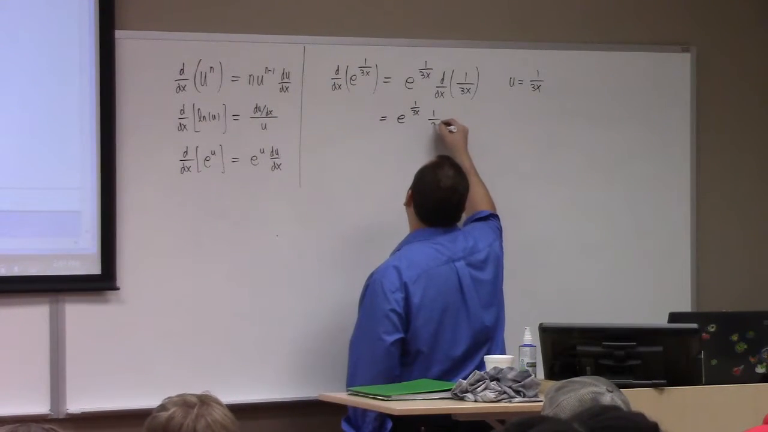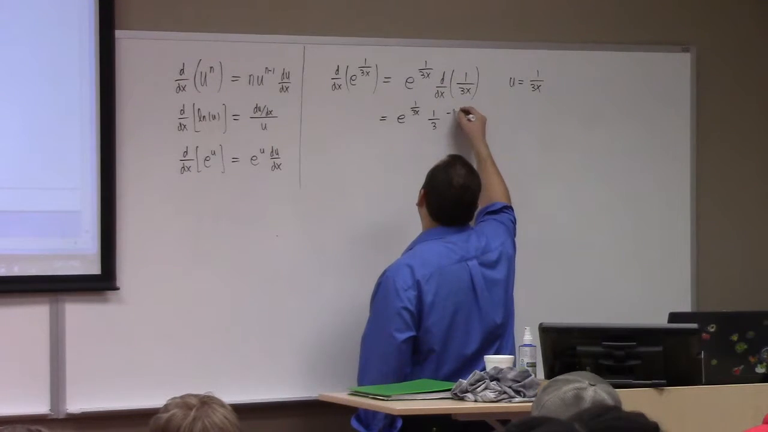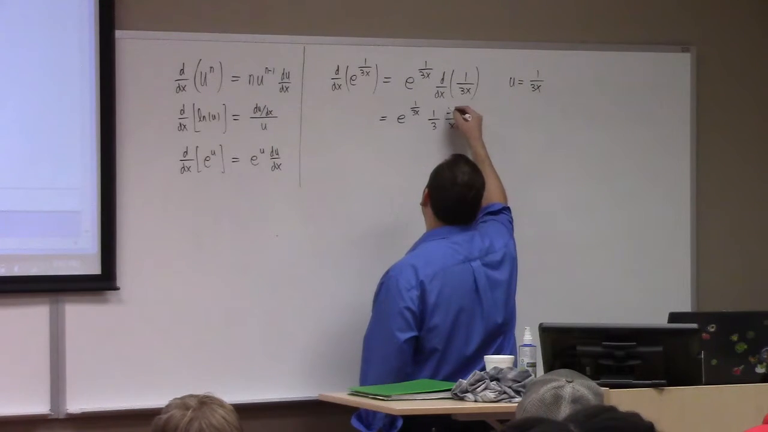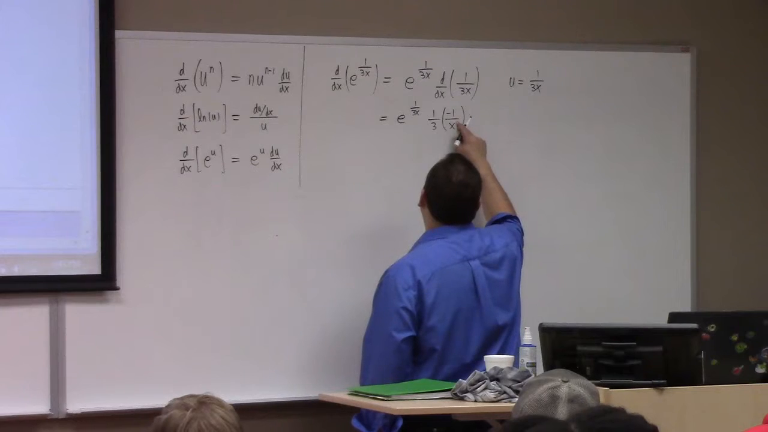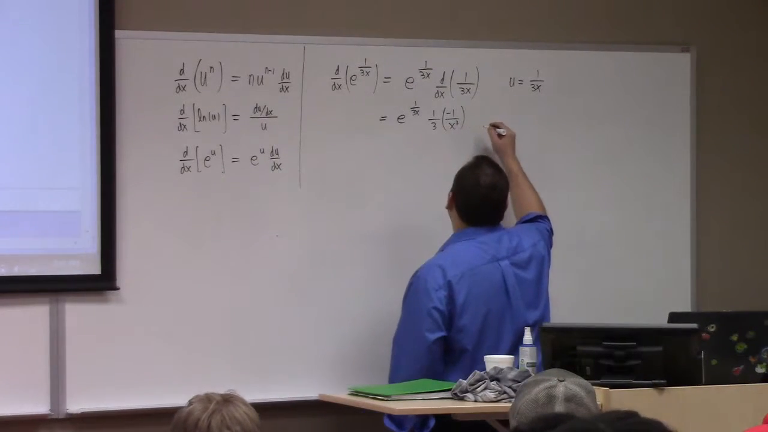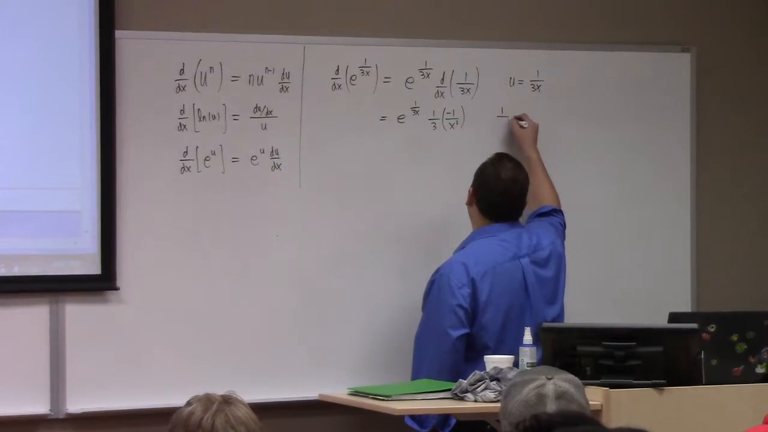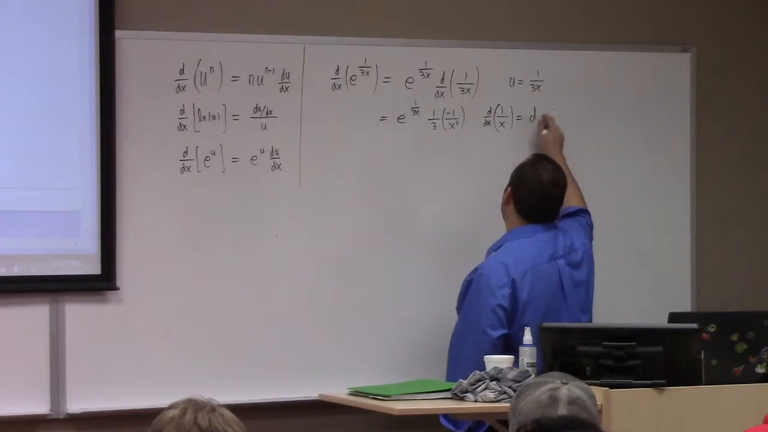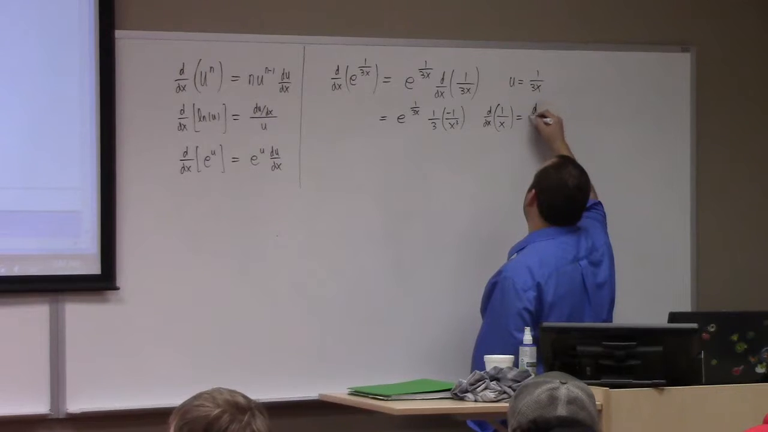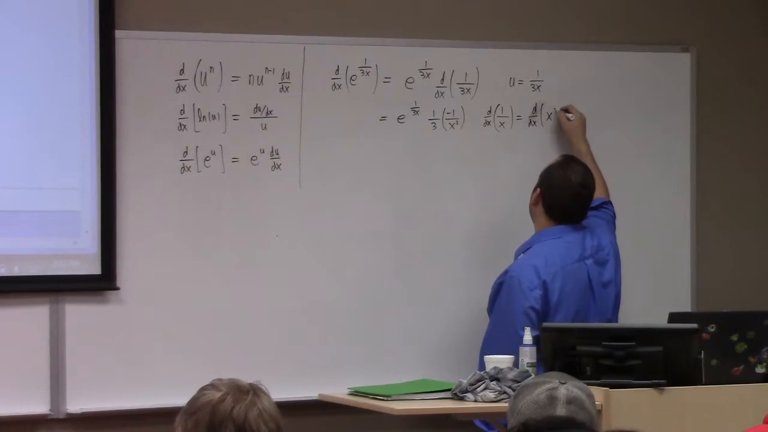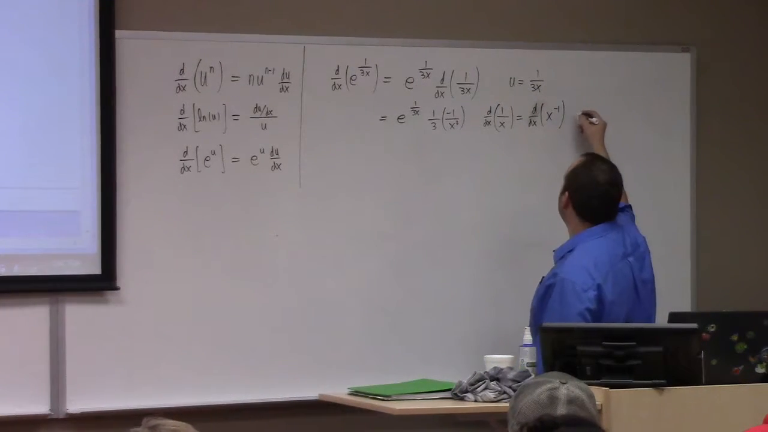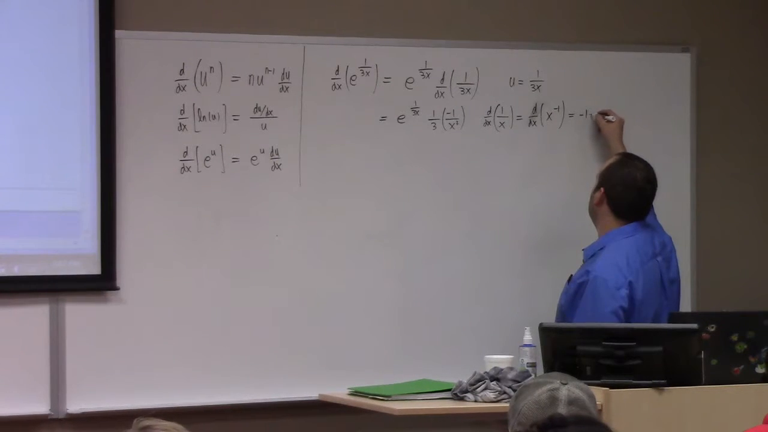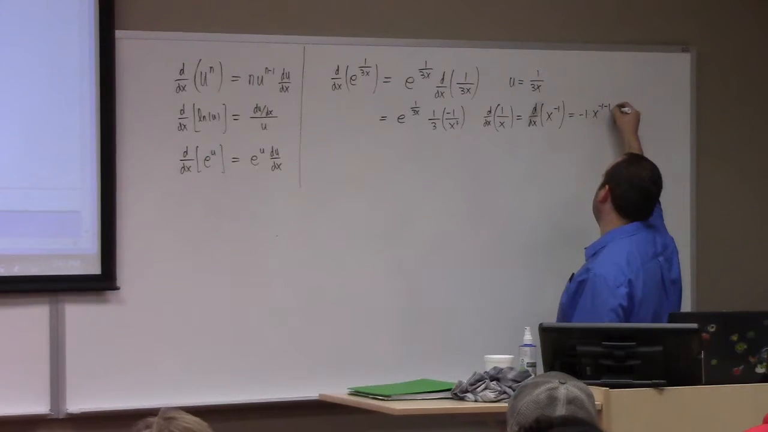So I've got 1/3 times minus 1 over x squared. How are you getting the negative 1 over x squared? Okay, so if we differentiate with respect to x, 1 over x, this is the derivative with respect to x of x to the minus 1, which is minus 1 times x to the minus 1 minus 1.